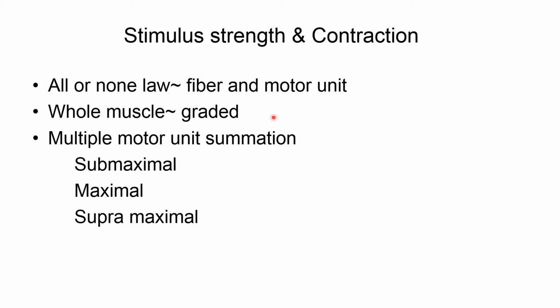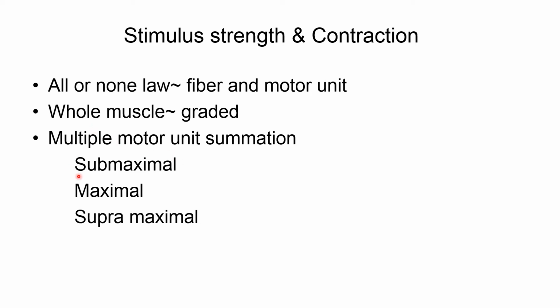We can use one motor unit to produce a little force, we can use multiple motor units to produce a little more force, and we can use all motor units to produce the full capacity force of this muscle. And here we need to describe the threshold stimulus. The stimulus that is required to produce a single contraction in a muscle is called a threshold stimulus.